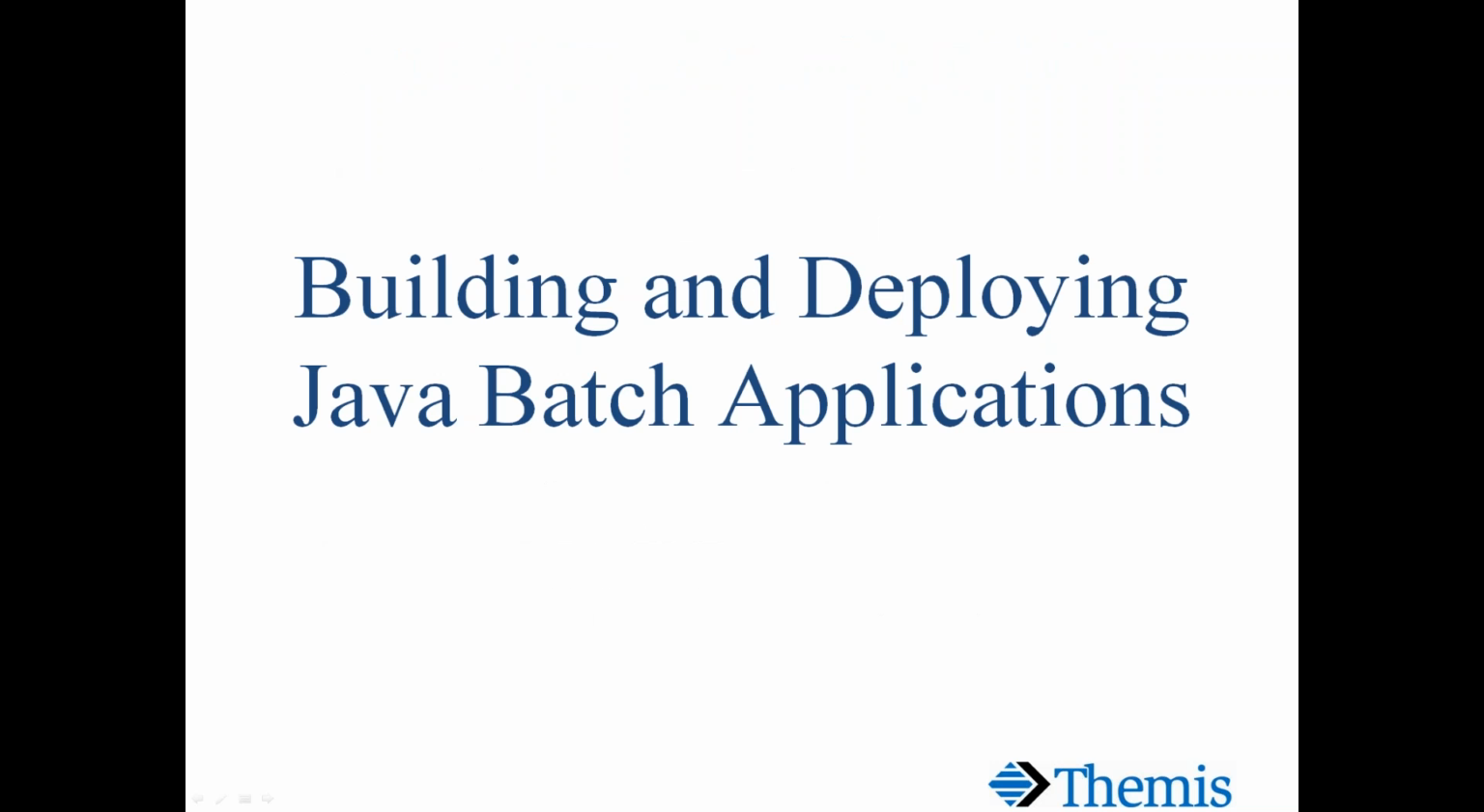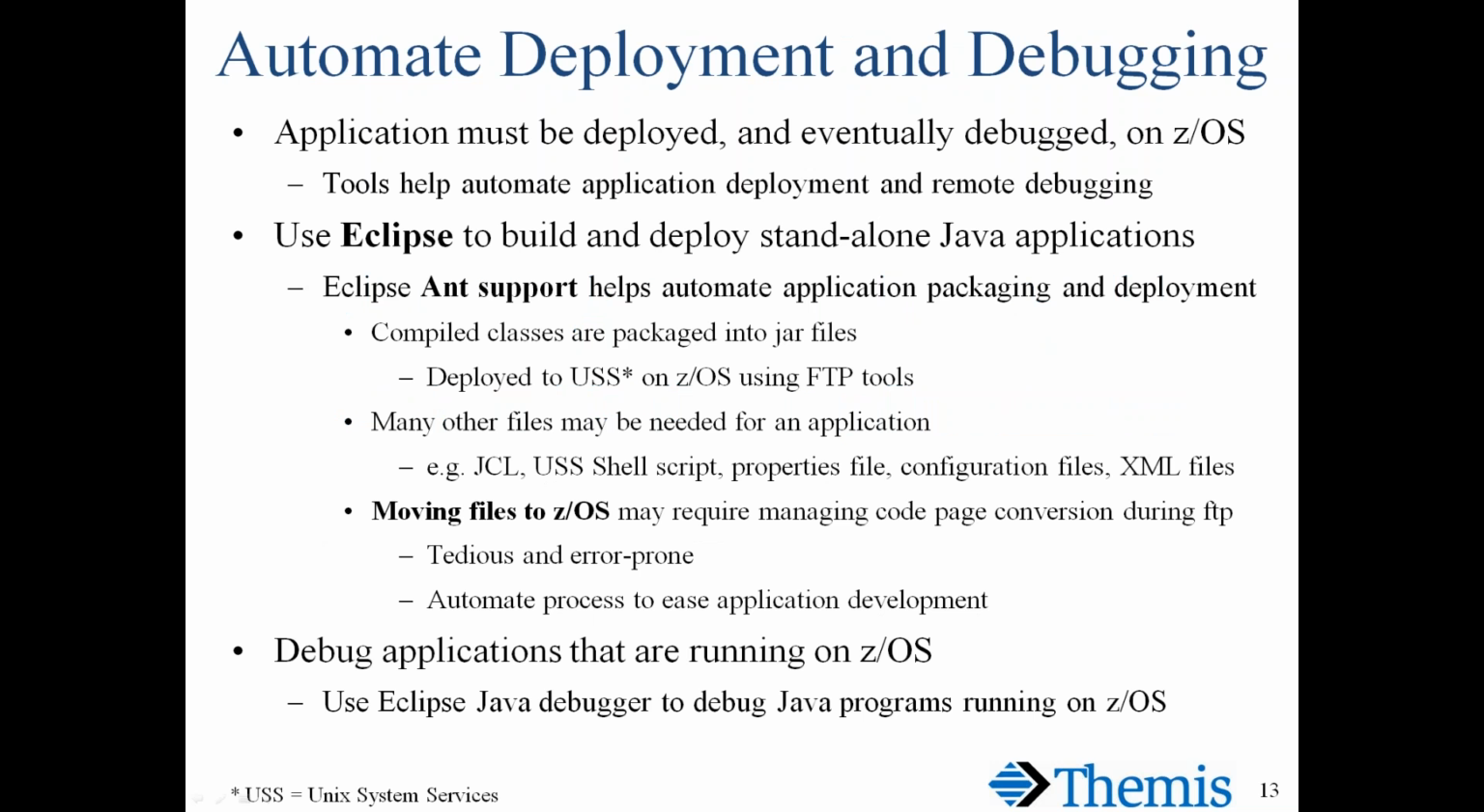Okay, so how do you put this together? How do you build and deploy a Java batch application? Of course, we need tools, and we have tools with Eclipse. We have tools for building, and as far as compiling, deploying, moving them over to the mainframe, Eclipse supports a tool called Ant, which is a scripting language that allows you to define what are called targets and tasks that will automate this process. And we've got some examples of Ant code. It's written in XML.